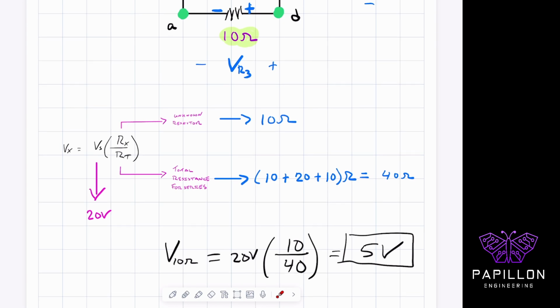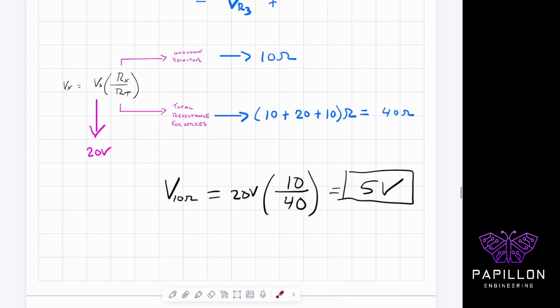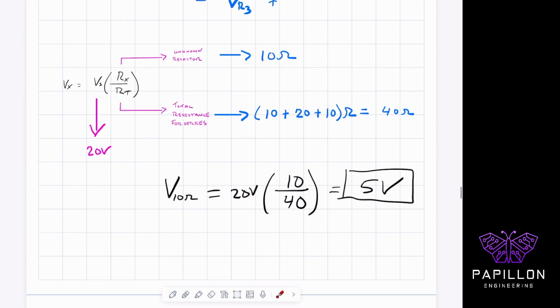I'm going to take my unknown resistor value that we're trying to solve for, which is the 10 ohm resistor. Our total or equivalent is going to be the sum of all those resistors, because this only works for series circuits: the 10, the 20, and the 10. That's going to give a total of 40 ohms, and our V source is going to be 20 volts. So to solve for the voltage across the 10 ohm resistor is going to be 10 ohms over 40 ohms times 20 volts, which gives us back 5 volts. Okay, so that's pretty handy.